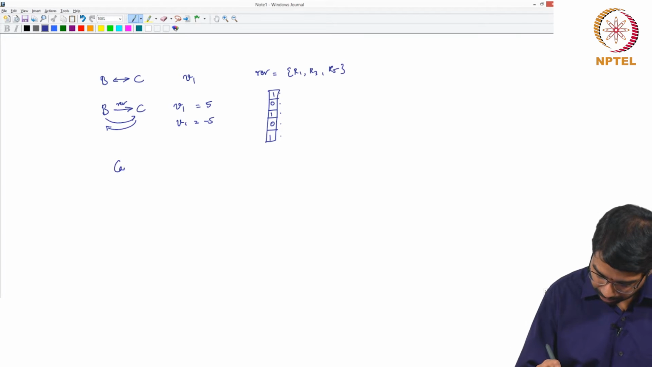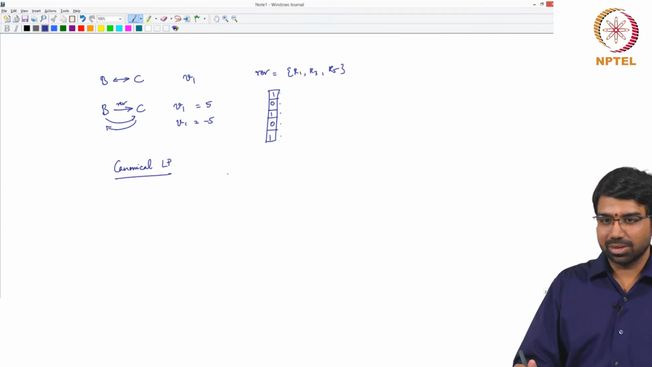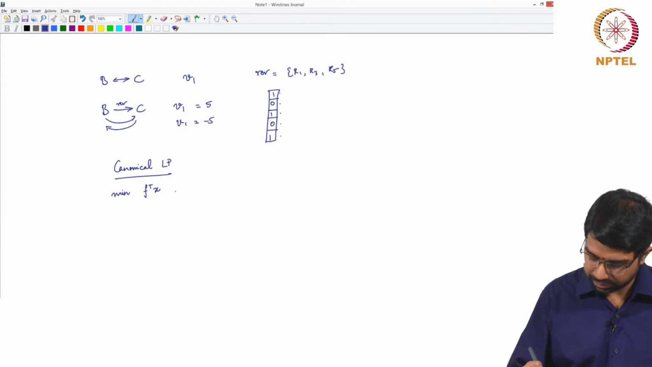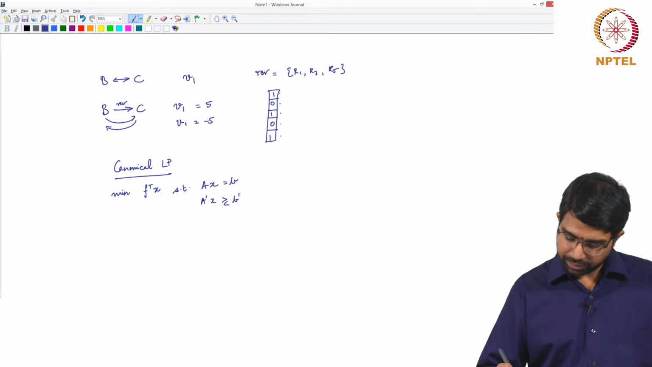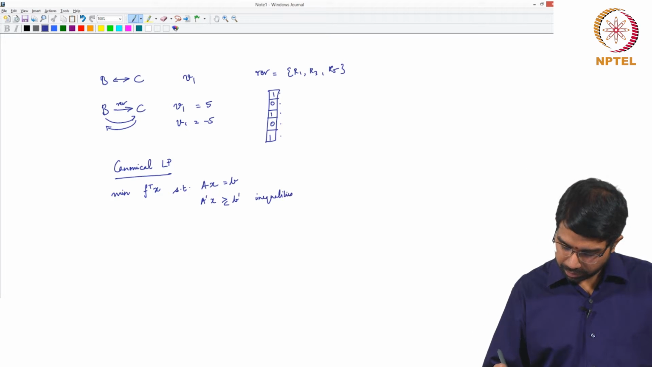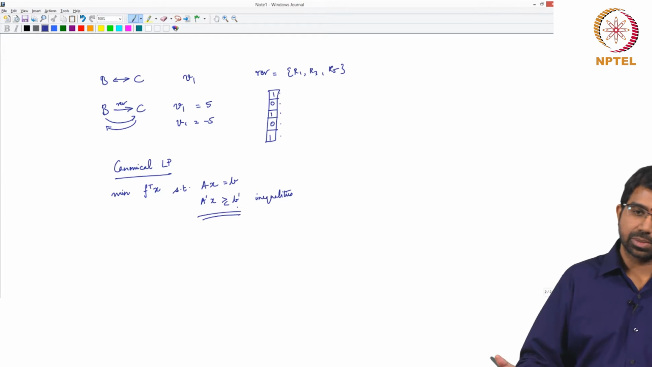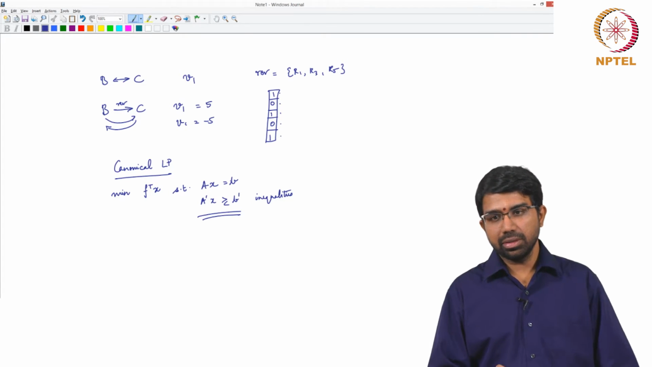So, what is the canonical LP? You know, a canonical quadratic equation is ax square plus bx plus c equals 0, right. So, the canonical LP is minimize F transpose x such that Ax equals B. You can even have inequalities, right. This is an equality constraint, you can have inequality constraints as well, right. This will be a proper linear program.